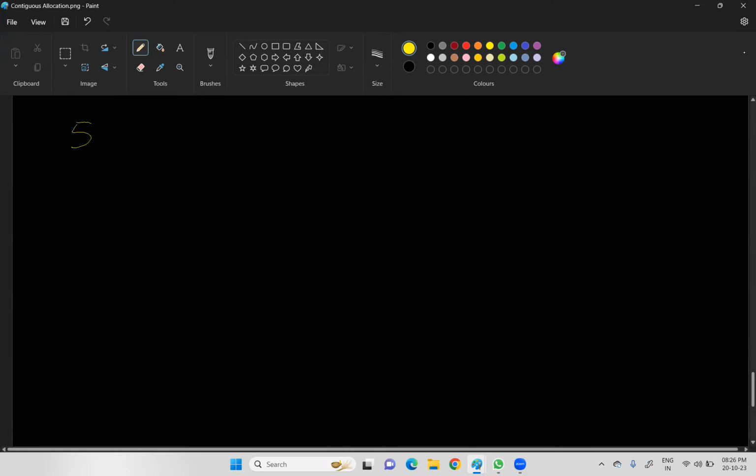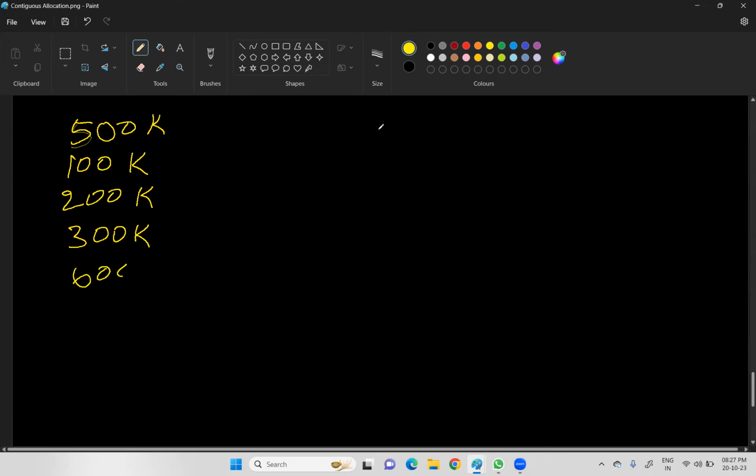So 500 kilobytes is the first one. 500 kilobytes is the first partition. 100 kilobytes is the second partition. 200 kilobytes is the third partition. Not partition, it is a particular process here. And 300 kilobytes is the next one. And 600 kilobytes is the next one here. For example, this is the particular thing which is available here.